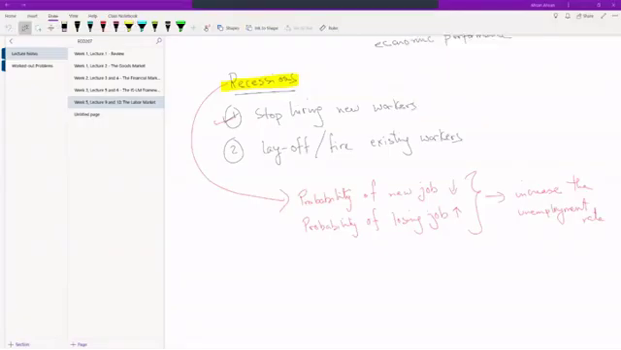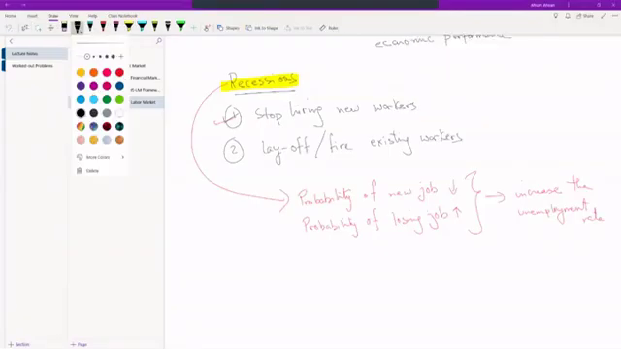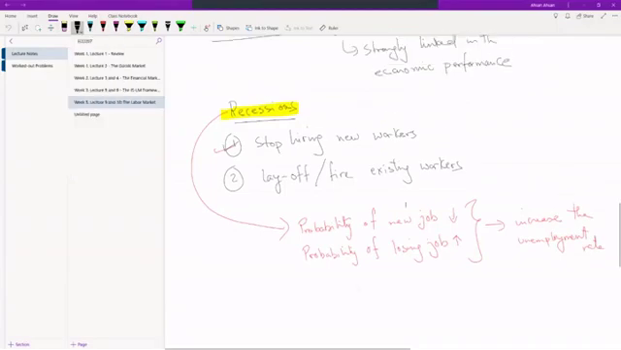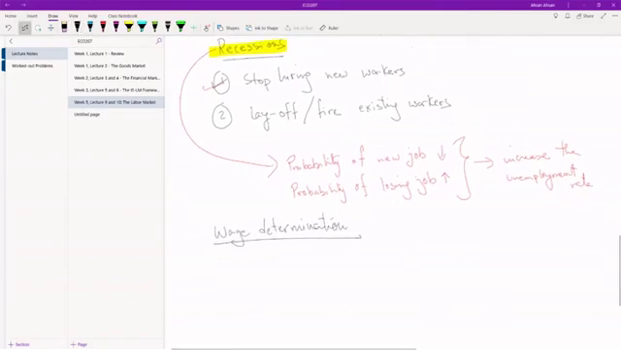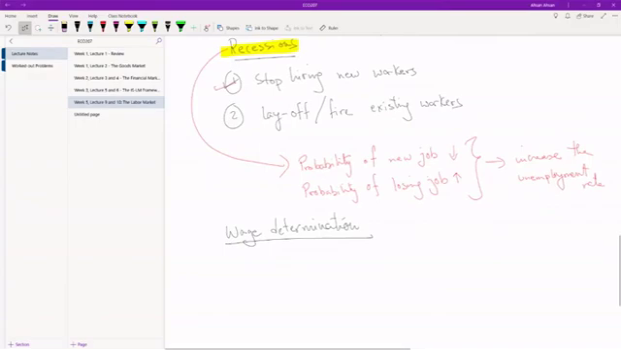Okay, so with that done, we finally come to the important part of today's lecture. One of the two important parts, which is wage determination. Okay, so before doing a more economics-based analysis, let's talk about how wages are determined.